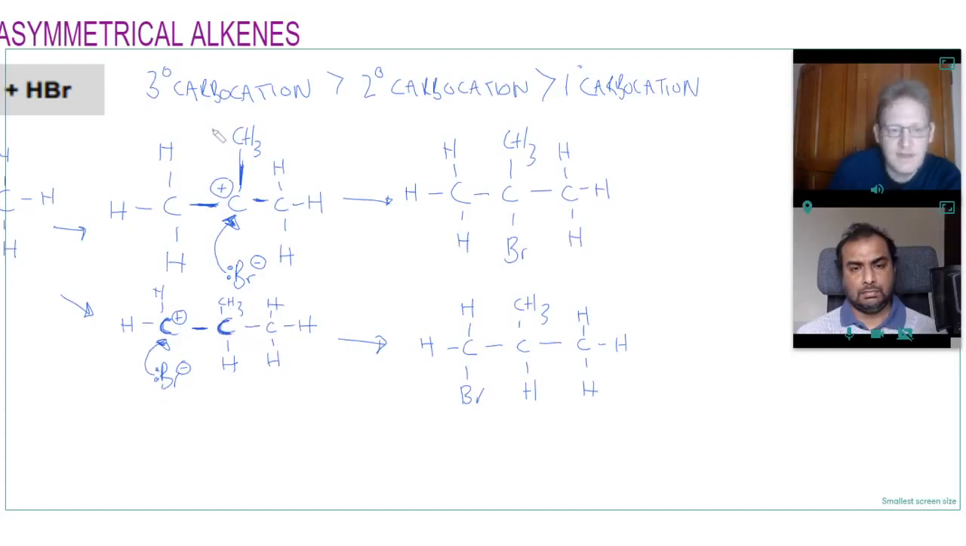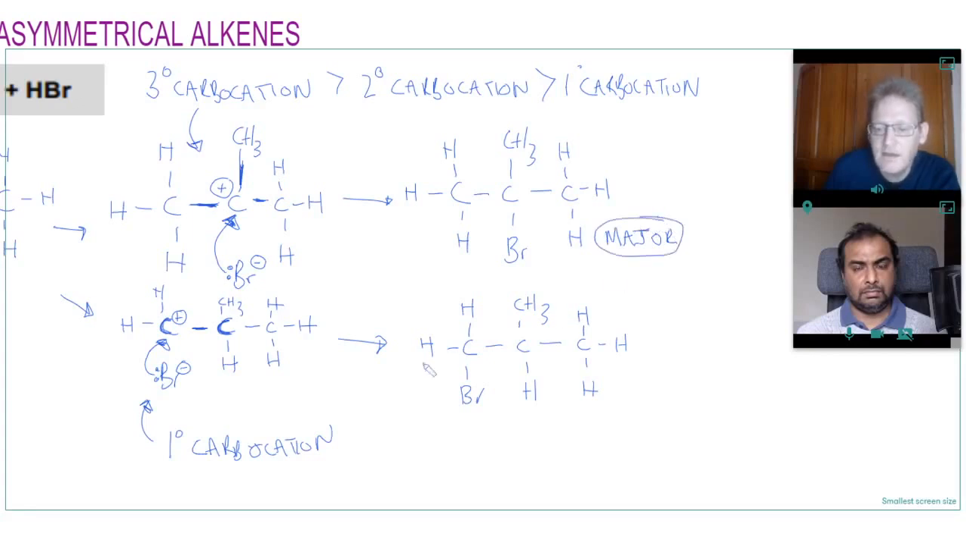And therefore this one is a tertiary carbocation, this one is a primary carbocation, and therefore the first product, our 2-bromo, is our major product because it's coming from the more stable carbocation, and our second one is our minor product because it's coming from our primary carbocation, which is less stable than our tertiary carbocation.